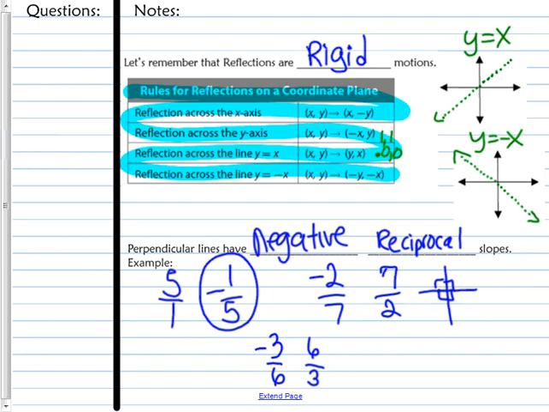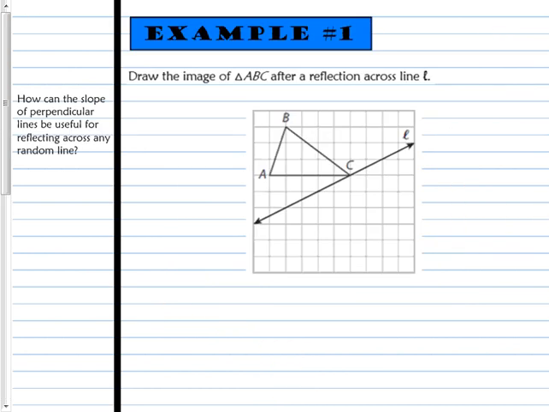We need that information because we can use the slope of perpendicular lines to help us reflect across any random line. Up until this point, we've been reflecting across line X or line Y, but now we're going to learn how to reflect across any random line. So we're going to start with point C, and we're going to find the slope until it crosses line L. It's already on line L, so we're going to count up and over, rise over run, until it crosses line L again. So up 1, and then over 2. So the slope of that is 1 over 2.